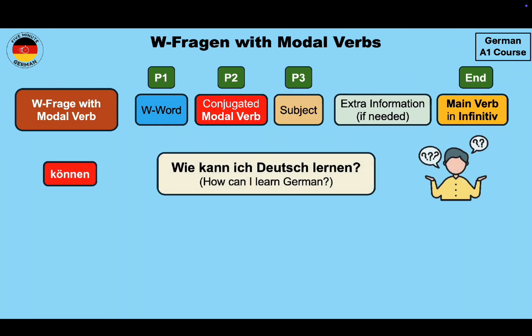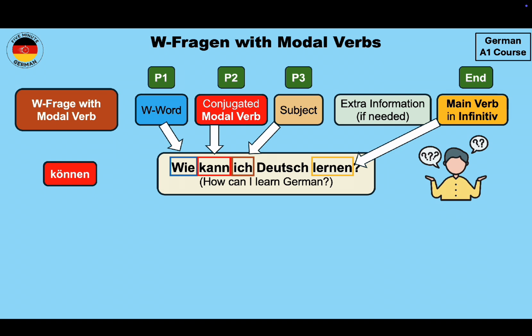So an example with the modal verb können can be Wie kann ich Deutsch lernen? How can I learn German? Over here again we have at position 1 the W word, which is wie. At position 2 we have the conjugated modal verb kann. At position 3 we have the subject, which is ich, and the main verb lernen goes to the end in the infinitive form.